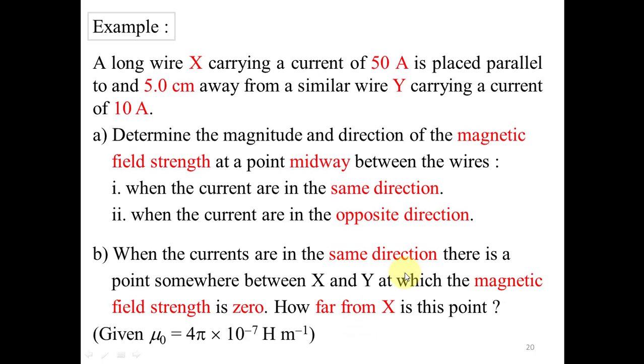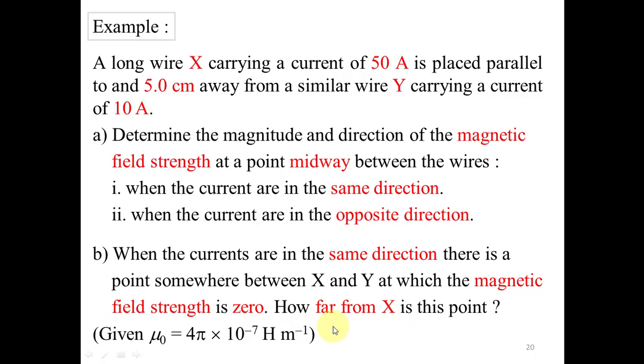Let's take a look at the example. A long wire X carrying a current of 50 amp is placed parallel to and 5 cm away from a similar wire Y carrying a current of 10 amp. A. Determine the magnitude and direction of the magnetic field strength at a point midway between the wires. 1. When the currents are in the same direction, and 2. When the currents are in the opposite direction. And B, when the currents are in the same direction, there is a point somewhere between X and Y at which the magnetic field strength is 0. How far from X is this point?